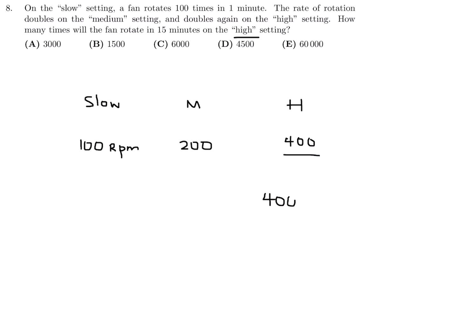So we have to deal with this number, 400 revolutions per minute. We want to know for 15 minutes, so multiply that by 15 minutes. And 400 times 15 is 6,000 revolutions. So it will rotate 6,000 times in 15 minutes. So number 8, the answer is C.